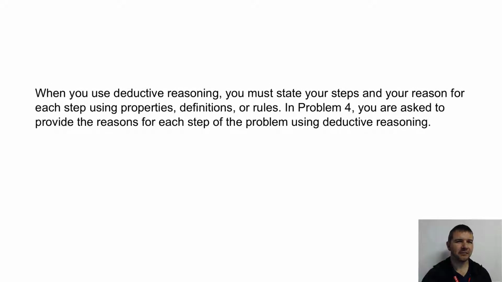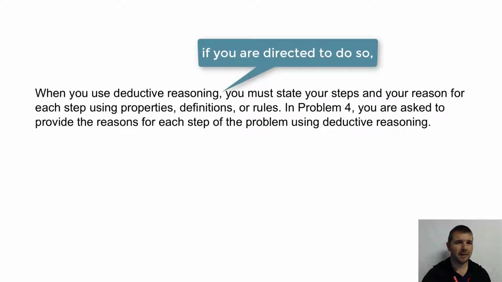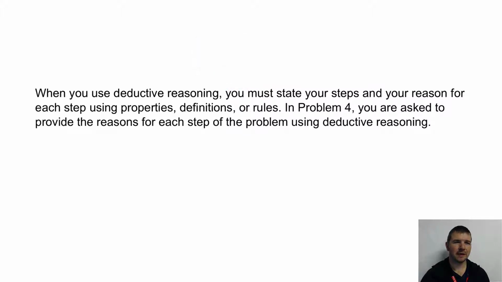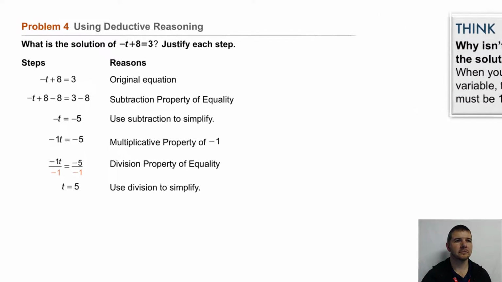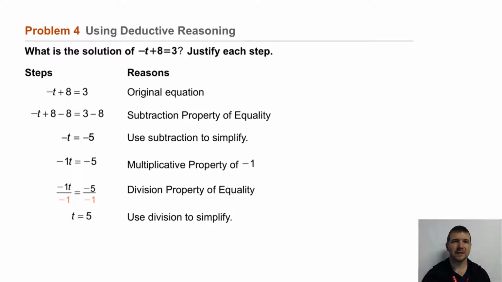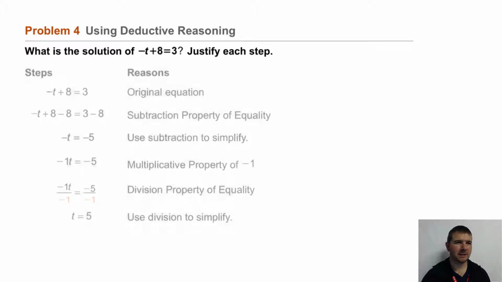When you use deductive reasoning, you must state your steps and your reason for each step using properties, definitions, or rules. In problem 4, you are asked to provide the reasons for each step of the problem using deductive reasoning. Problem 4, using deductive reasoning. What is the solution of negative t plus 8 equals 3?